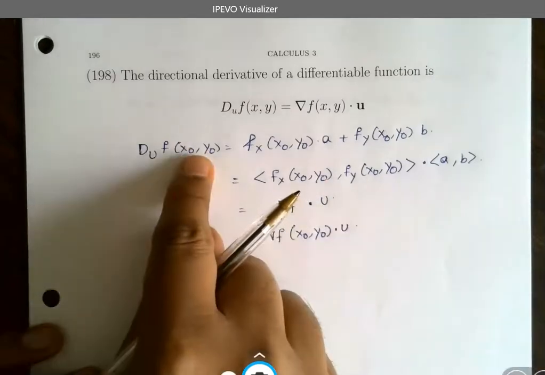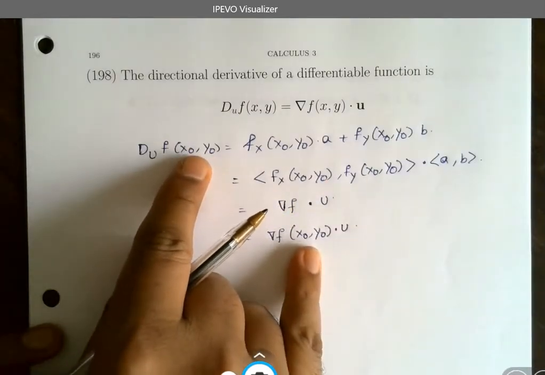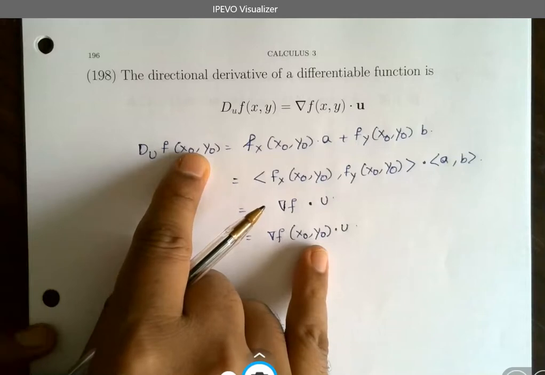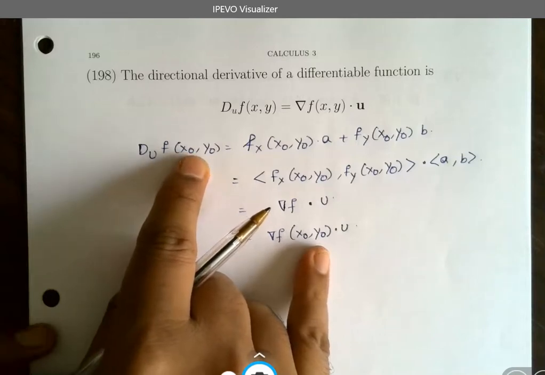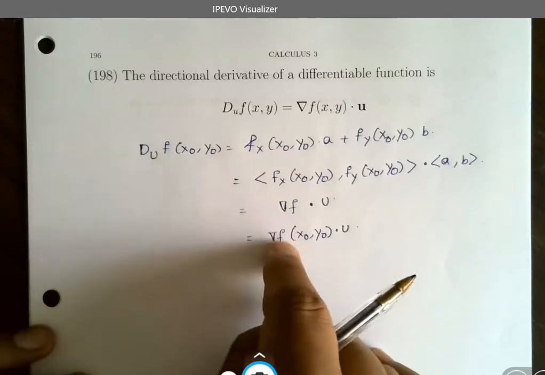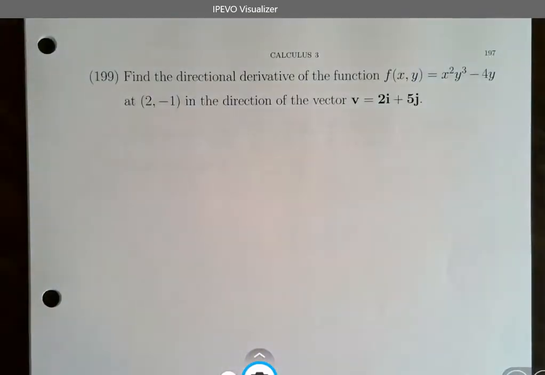Okay, because the directional derivative is at (x naught, y naught), the gradient is evaluated at (x naught, y naught). If the directional derivative was evaluated at (x, y), then the gradient would also be evaluated at (x, y). If the directional derivative was evaluated at (alpha, beta), then the gradient would also be evaluated at (alpha, beta). Okay, so hopefully that is clear.